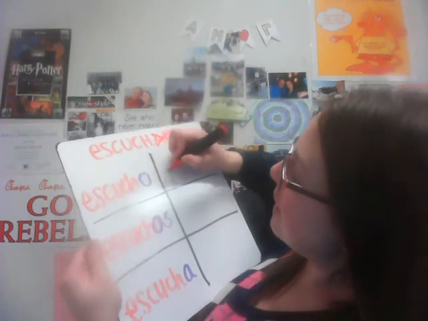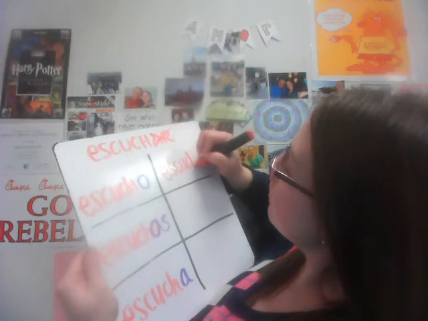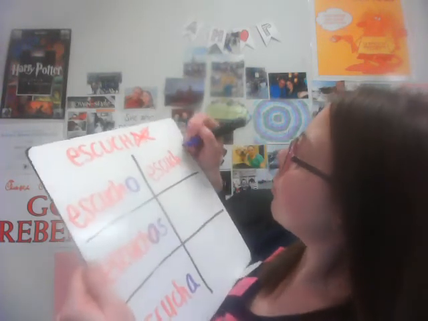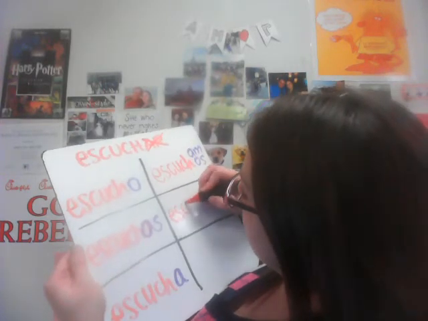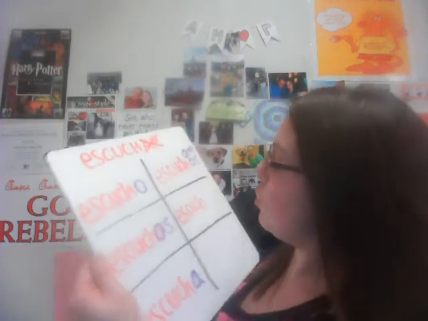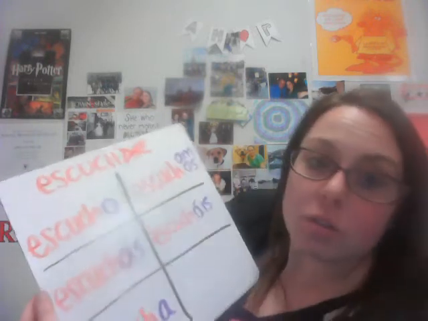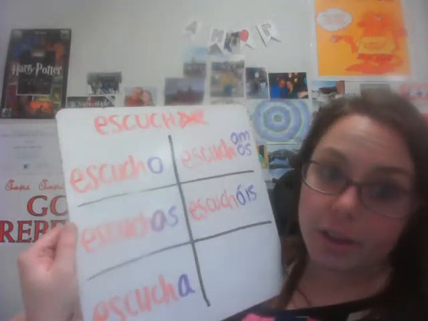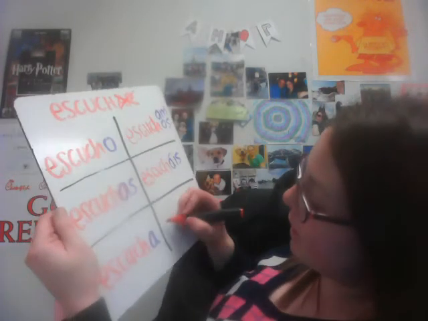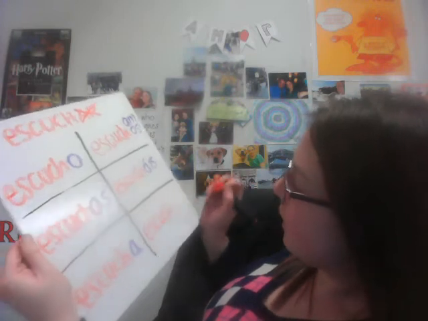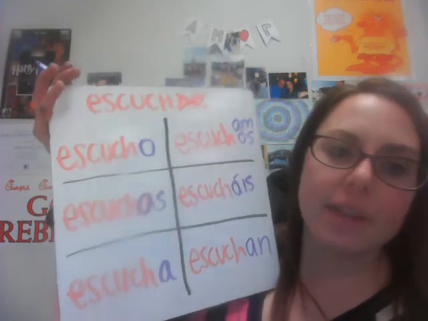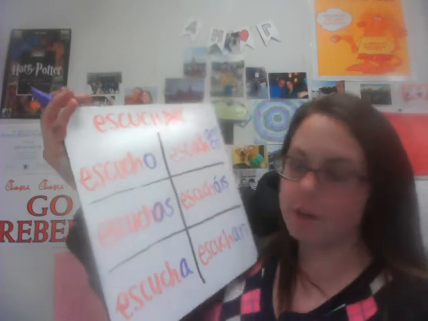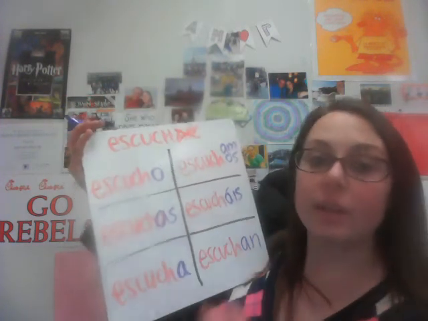The nosotros for we listen is going to be escuchamos. I need more room for my nosotros forms. Okay, the vosotros form is escucháis. So I'm keeping my escuch. It's actually probably faster if you just write the beginning part on all of them, but I didn't think of that until now. Escucháis, and the ellos, ellas, ustedes is escuchan. E-S-C-U-C-H I'm keeping, and then I'm adding my new ending, which is A-N. So I have escucho, escuchas, escucha, escuchamos, escucháis, escuchan. I listen, you listen, he or she listens, we listen, y'all listen, they listen.